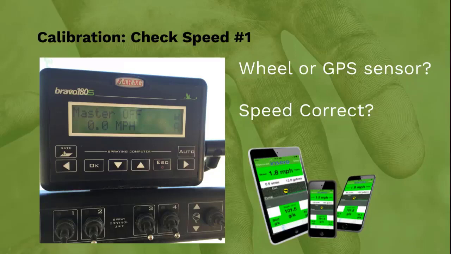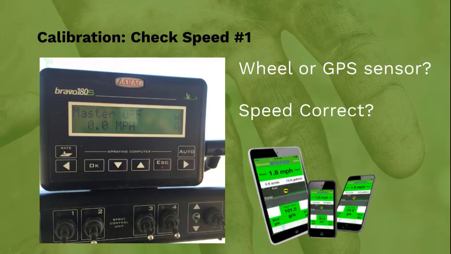There are many different types of rate controllers, and what they do is they measure your speed through a wheel sensor or GPS, and they adjust your rate as the speed changes. This is fantastic, especially when you're going up or down a hill where you can lose or pick up a half a mile an hour. Your rate coming out of your sprayer will be very different with such a difference in speed.